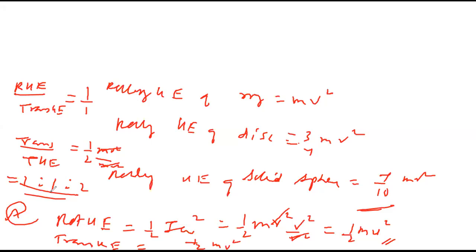Why is it useful to define radius of gyration? Write the answer if you do not know. Write down the question: why is it useful to define radius of gyration?